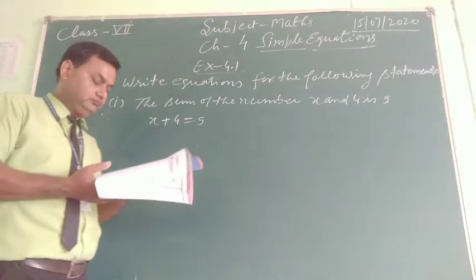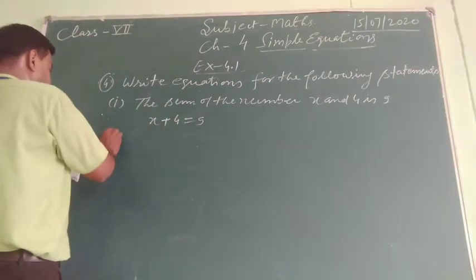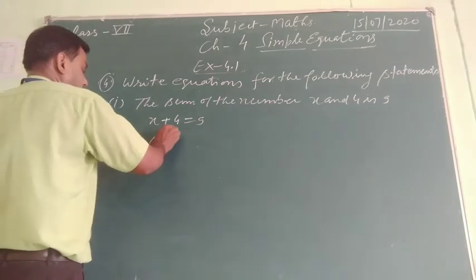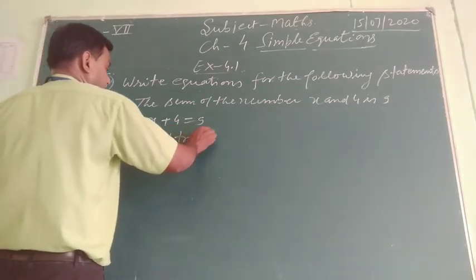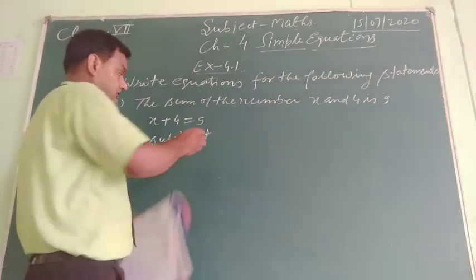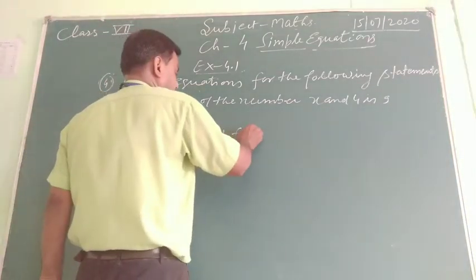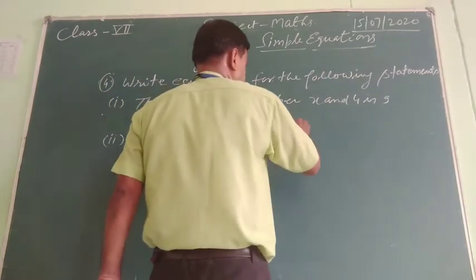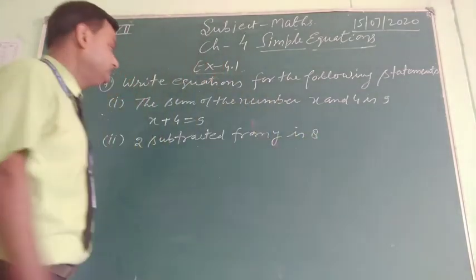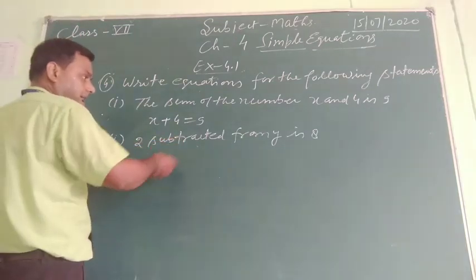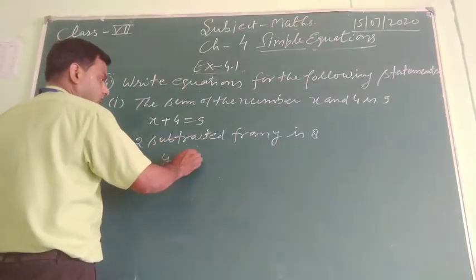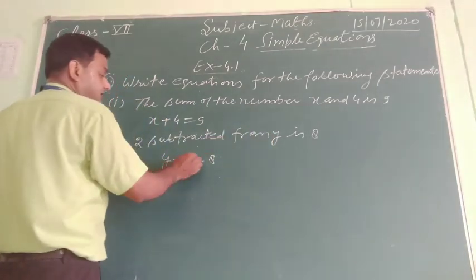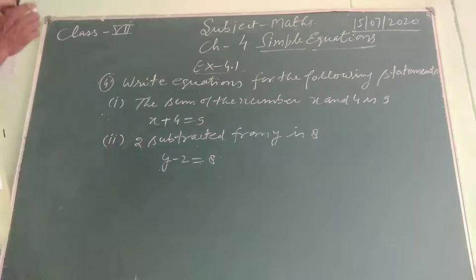Is it clear? Now the second part is: 2 subtracted from y is 8. The equation will be y minus 2 equal to 8. This is the equation.